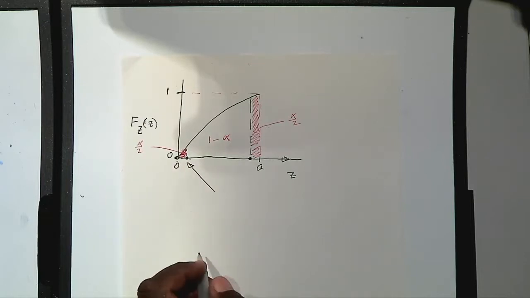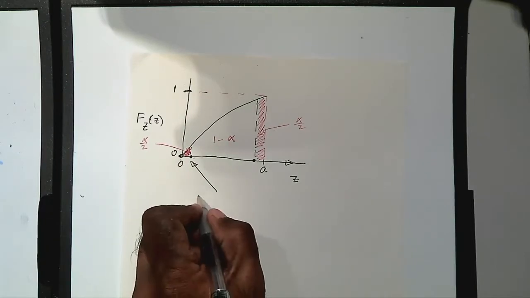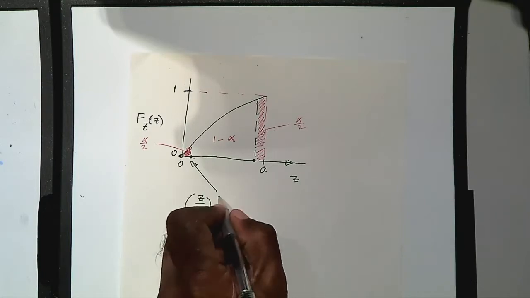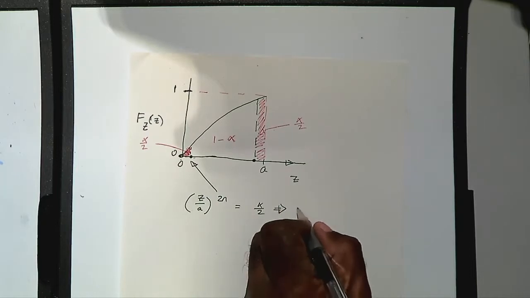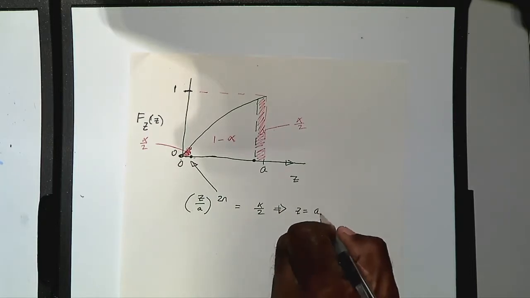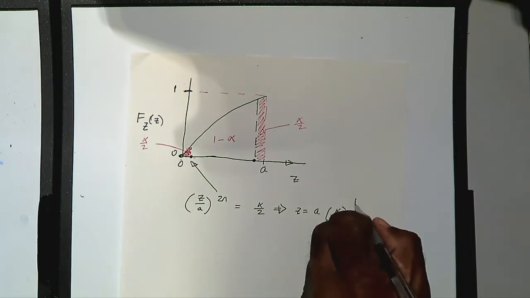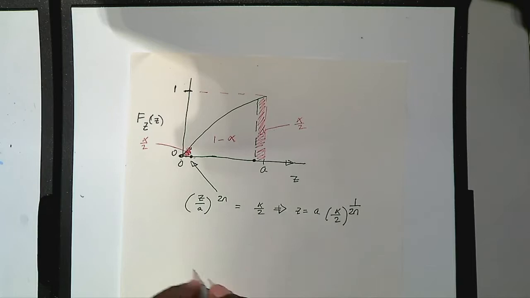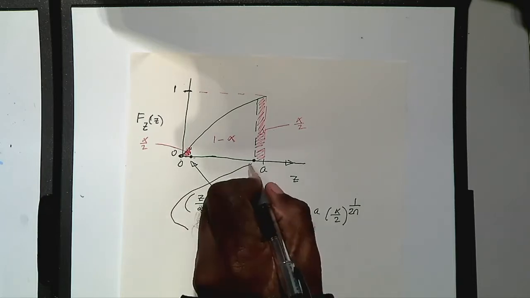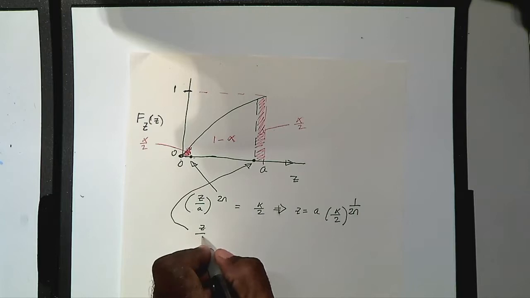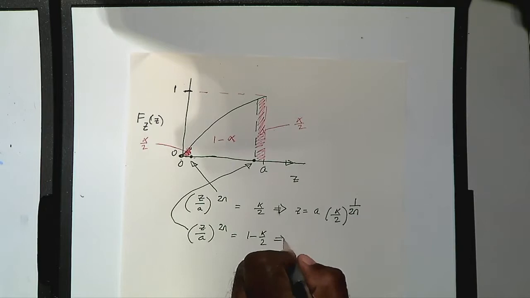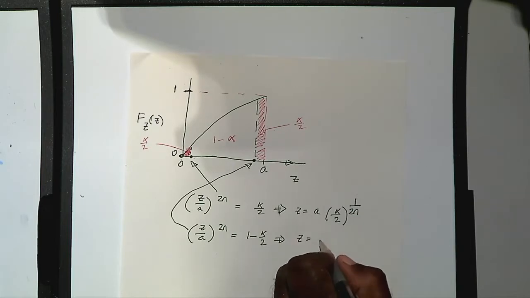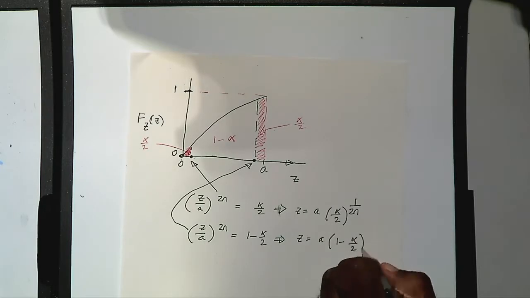To determine this point, right, what you're looking at is... which implies that z is equal to a times alpha by 2 to the power 1 over 2n, right? And looking at this point, you have z divided by a to the power 2n is equal to 1 minus alpha by 2. So z is equal to a times 1 minus alpha by 2 to the power 1 over 2n.